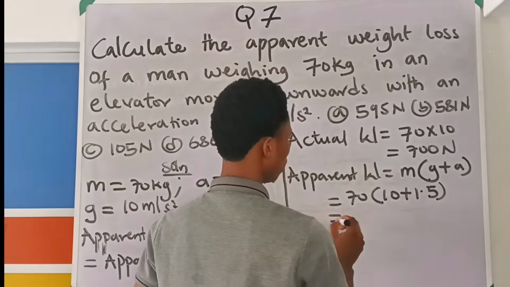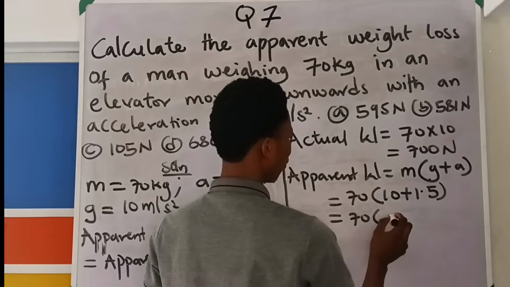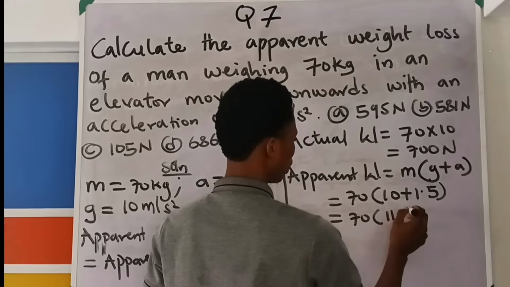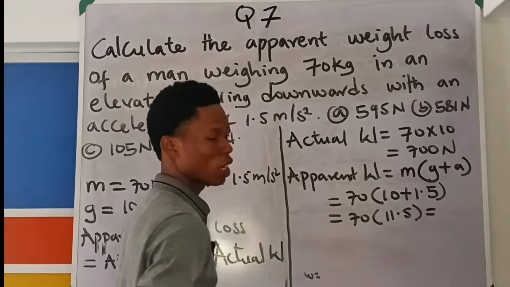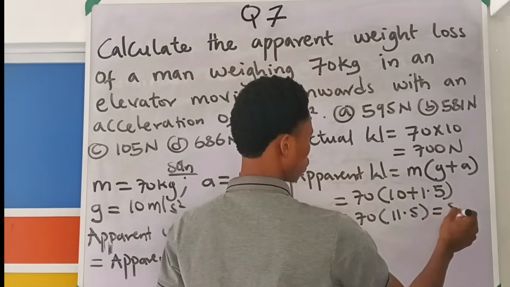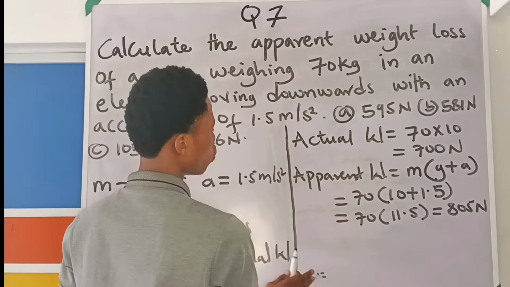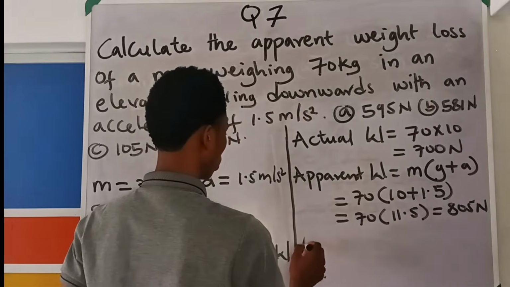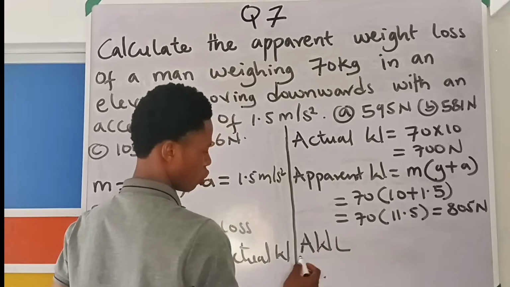So this will be 70 into 10 plus 1.5, which will give us 11.5. So 70 times 11.5 will give us 805 Newton. So we've gotten the apparent weight and we've gotten the actual weight. So for apparent weight loss, please check what I'm doing.